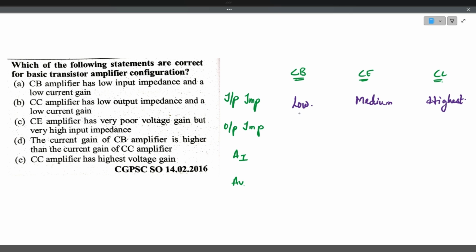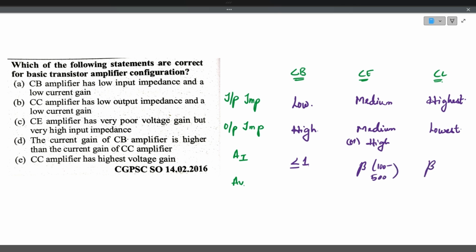The output impedance of common base is high. For the common emitter, it is again medium or high. Whereas the output impedance of common collector is low, the lowest actually. Current gain: the common base amplifier has less than or equal to 1, whereas for a common emitter it is beta, in the range of 100 to 500. For common collector, the current gain is highest, that is beta plus 1.